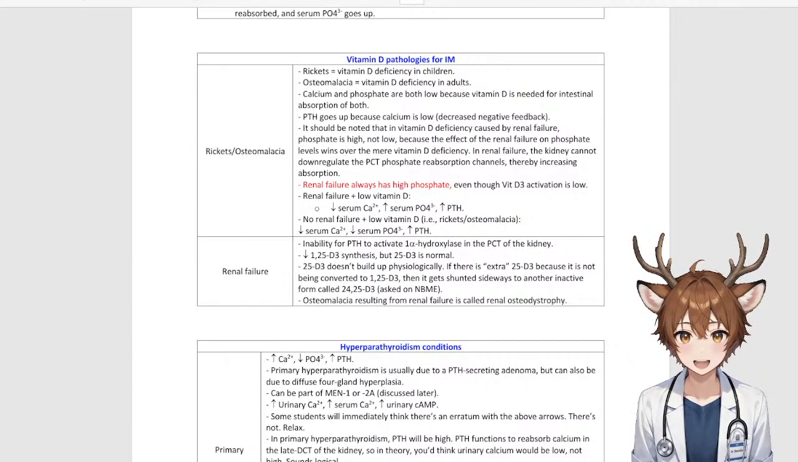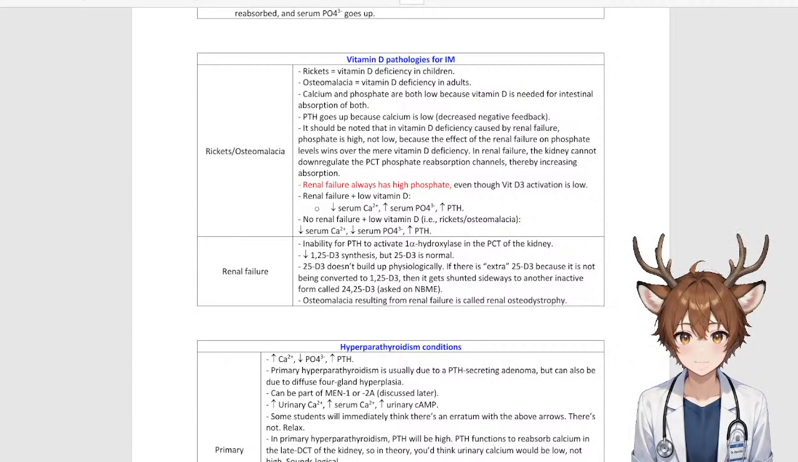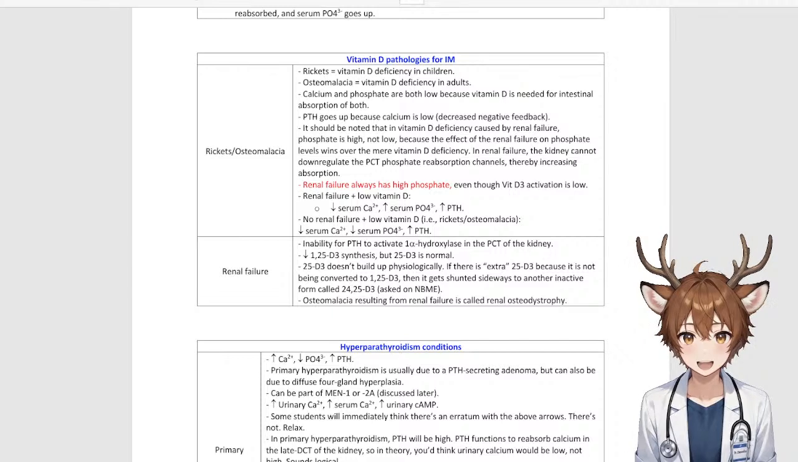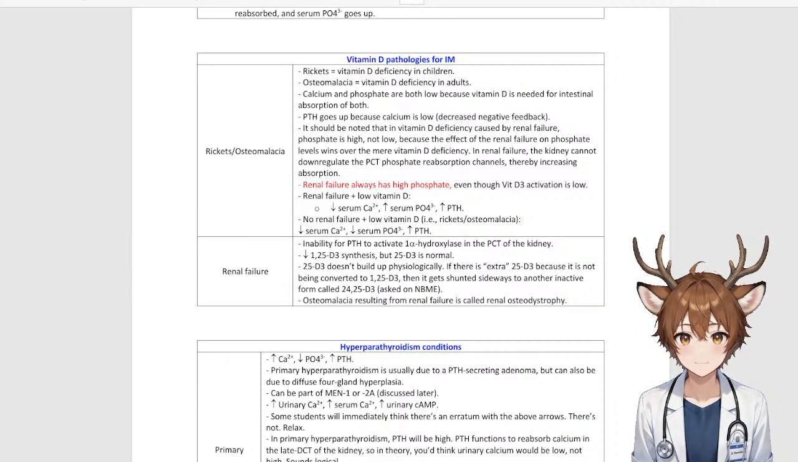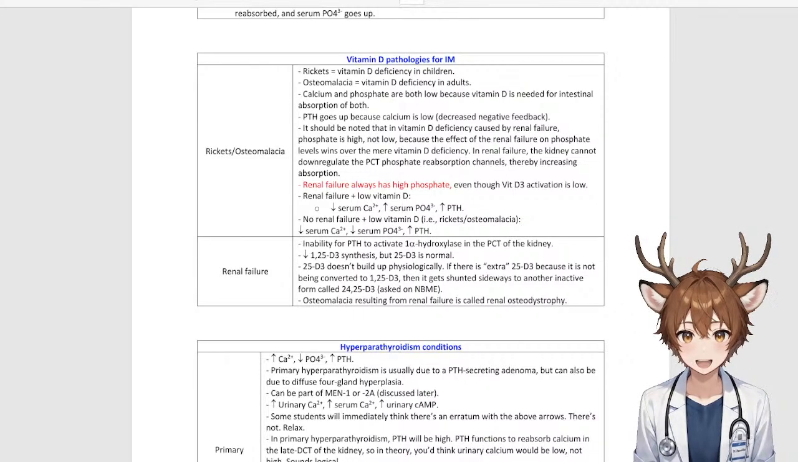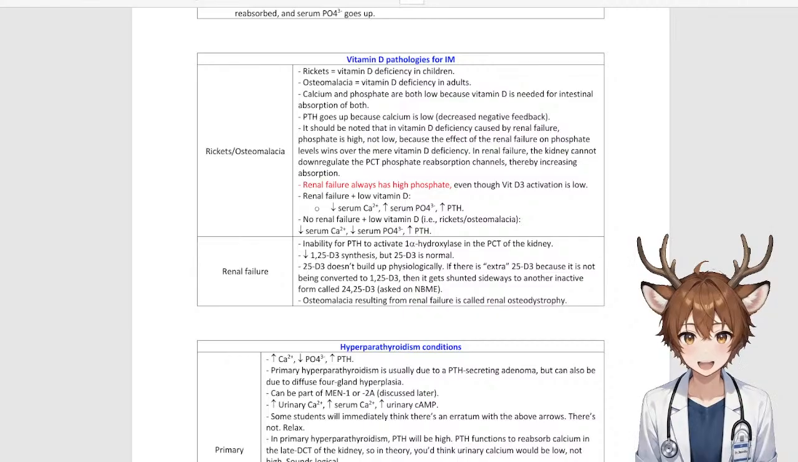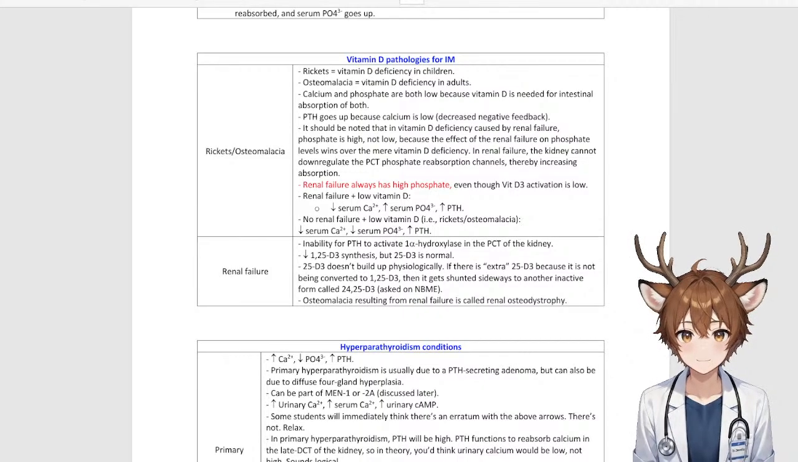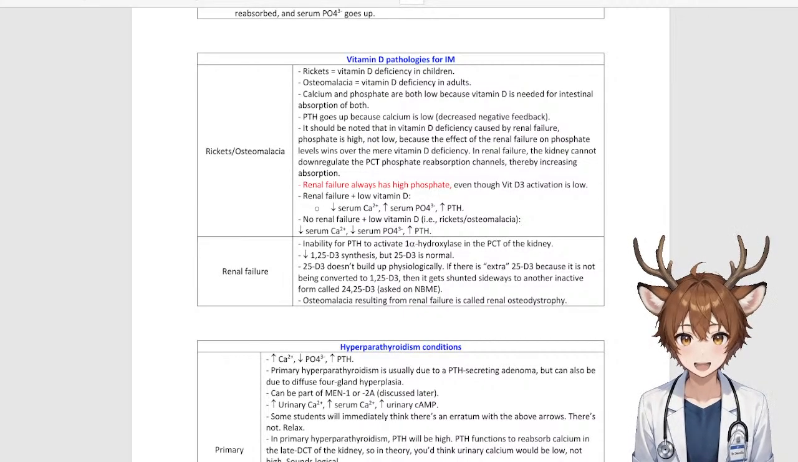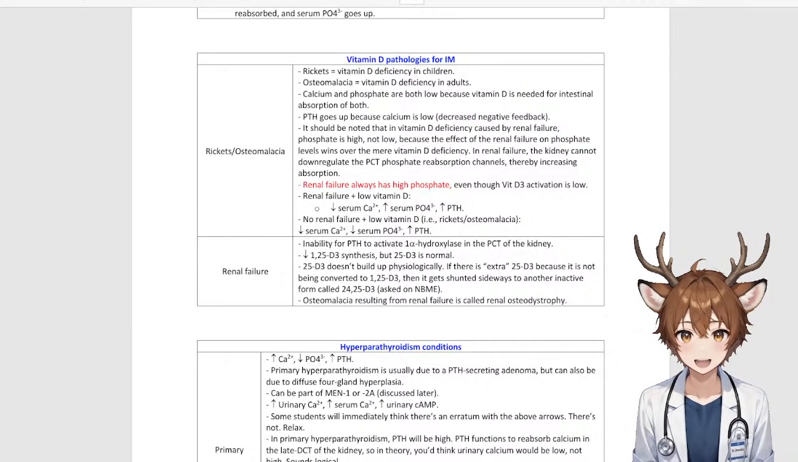Okay, we are back. So let us go now down to vitamin D pathologies for internal medicine. Rickets/osteomalacia. Rickets is vitamin D deficiency in children. Osteomalacia is vitamin D deficiency in adults. Calcium and phosphate are both low because vitamin D is needed for intestinal absorption of both. PTH goes up because calcium is low, decreasing negative feedback.